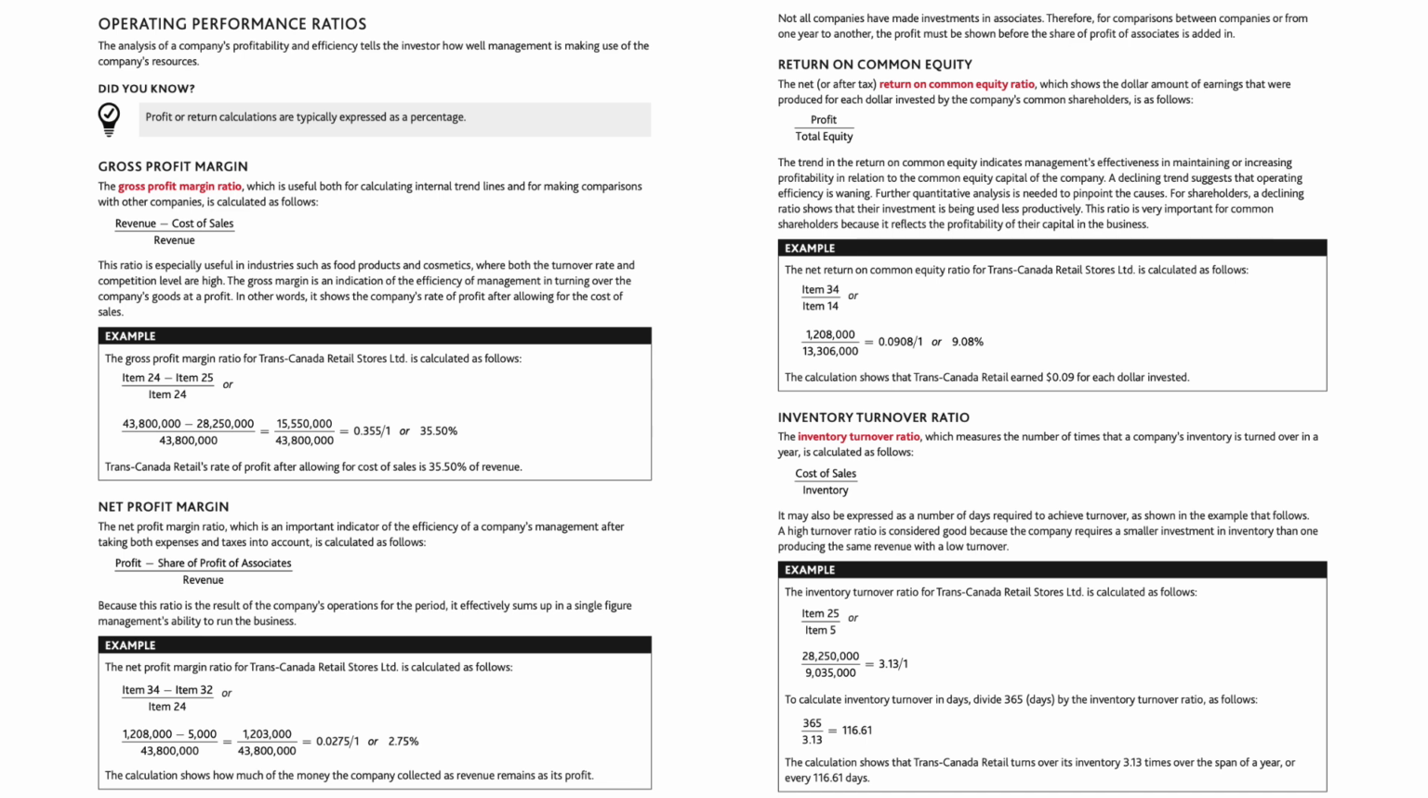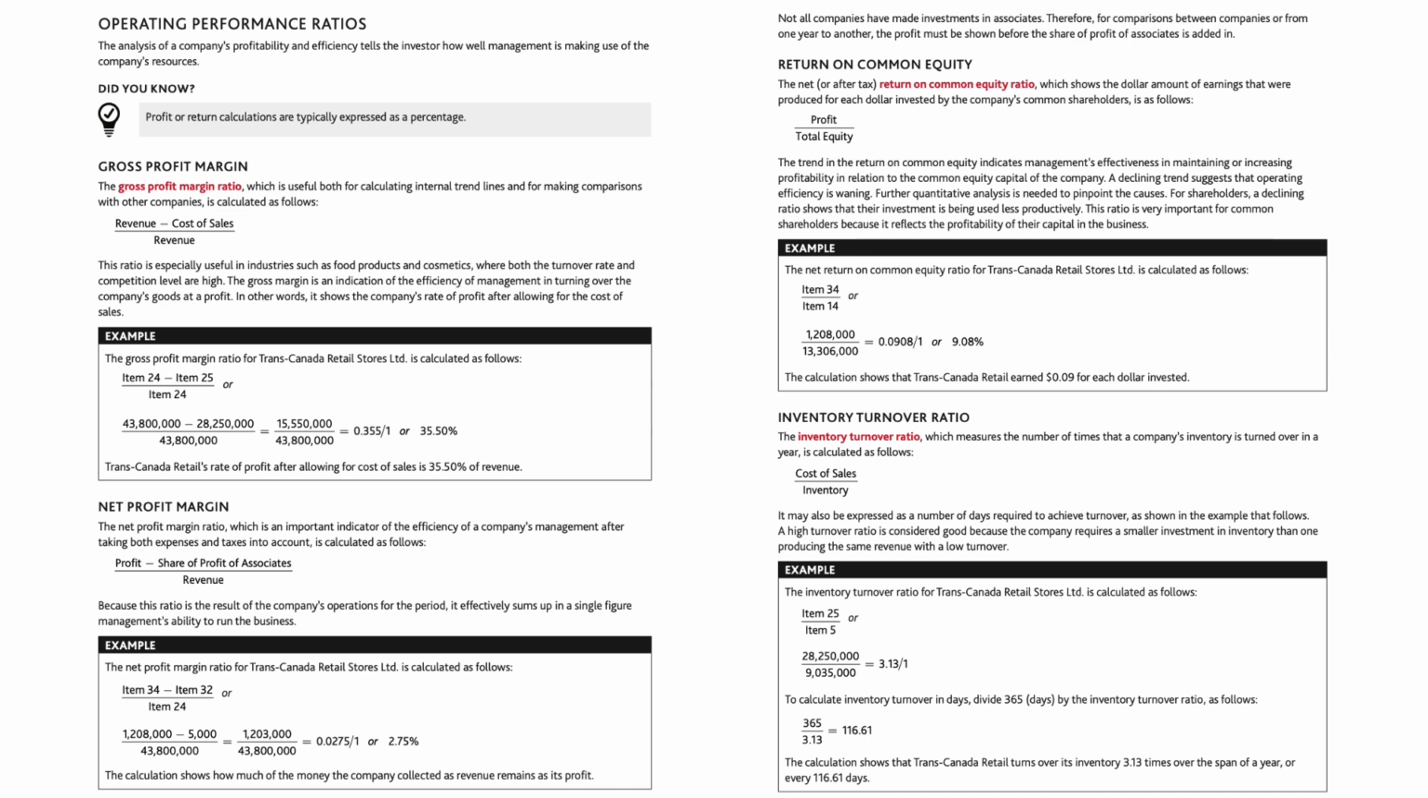A declining trend suggests that operating efficiency is waning. Further quantitative analysis is needed to pinpoint the causes. For shareholders, a declining ratio shows that their investment is being used less productively. This ratio is very important for common shareholders because it reflects the profitability of their capital in the business.